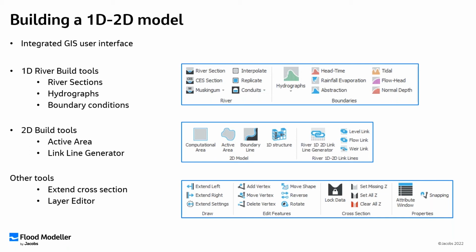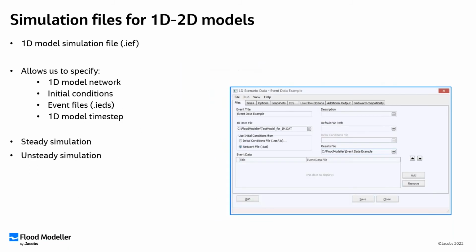Finally, we have the layer editor tools. These tools become available once you have begun editing a layer within Flood Modeler. These tools allow you to manipulate, edit, and view attributes of shapefiles within Flood Modeler. I'll now talk through how to set up a linked 1D-2D simulation before we look at a live demonstration.